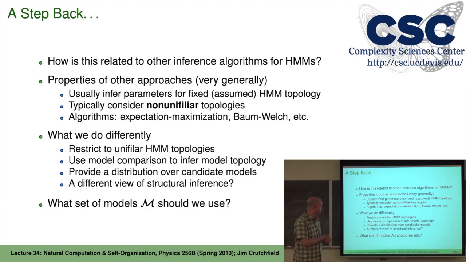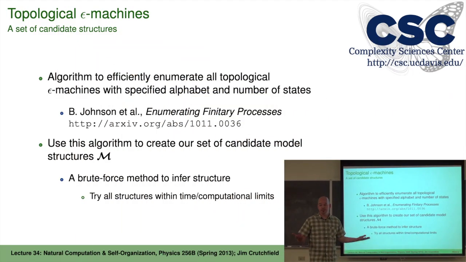And so the next thing is, what set of models should we use? And so I'm going to use one in particular, but it doesn't have to be this one. But it's certainly a good one, and especially if we're interested in epsilon machines, it's a good place to start. It just has to be unifilar HMMs can be fed into this. So we're going to look at topological epsilon machines, and I'll go through definitions in just a minute. But the motivation for this is that there was hard work by Ben Johnson in this paper here to figure out a fast way to calculate every 1-state, 2-state, 3-state, 4-state machine for a given alphabet size.